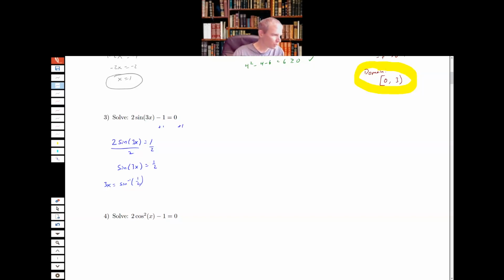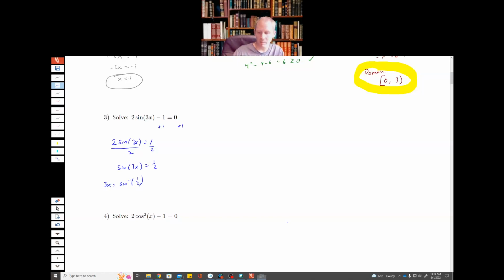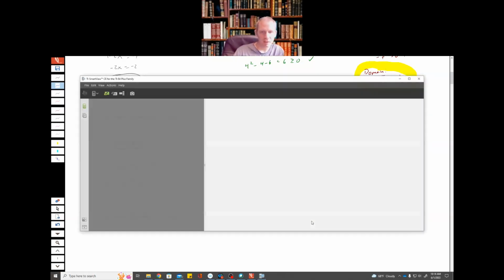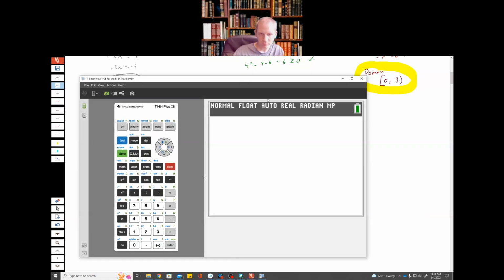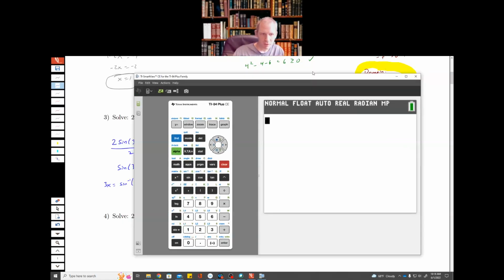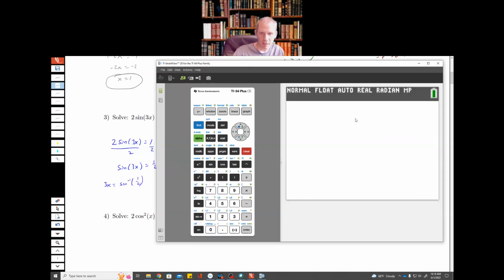For those of you who don't remember your unit circle or just don't trust that you remember it right, you can use your calculator to find your values off the unit circle. So I want to take sine inverse of 1/2. Make sure you're in radians. And we take sine inverse of 1/2.